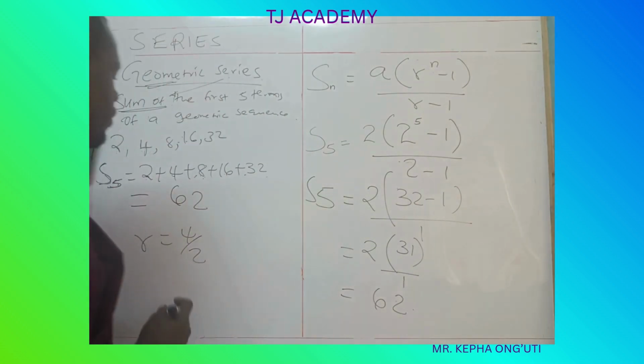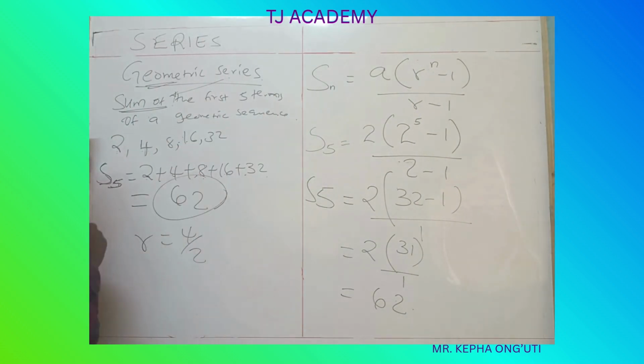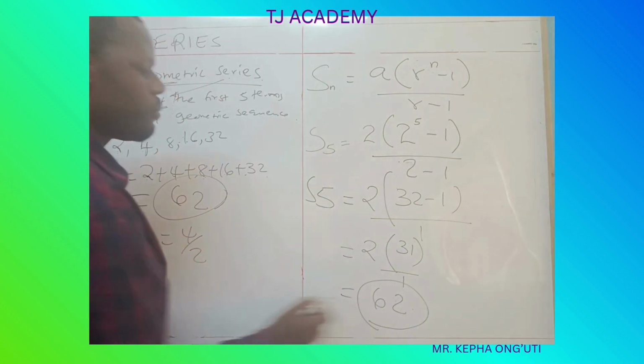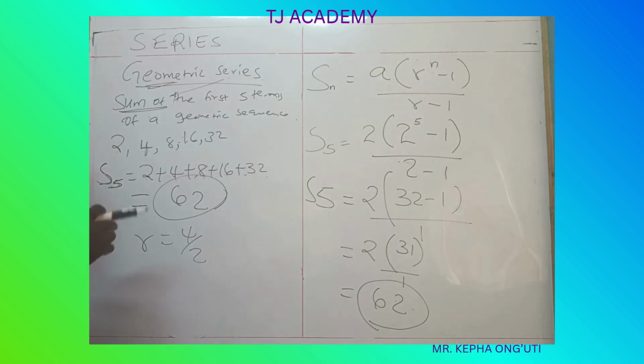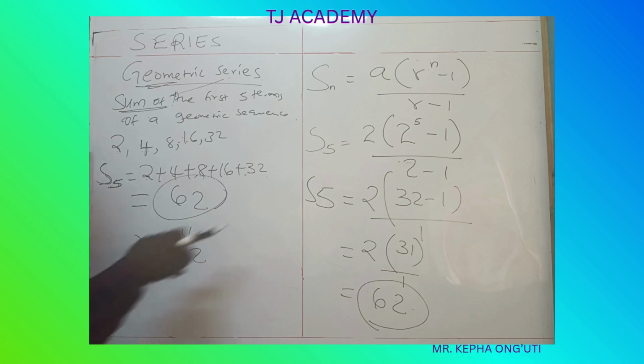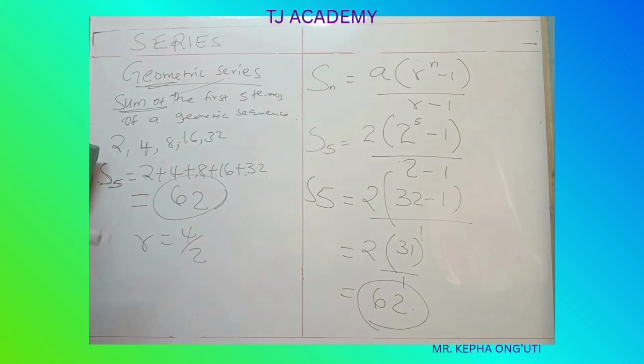So that's how we can find it. You can see we got 62, and by using the formula, we still get 62. So you can use that formula to solve that geometric sequence. And that tells us that the formula is applicable to a geometric sequence of that order.